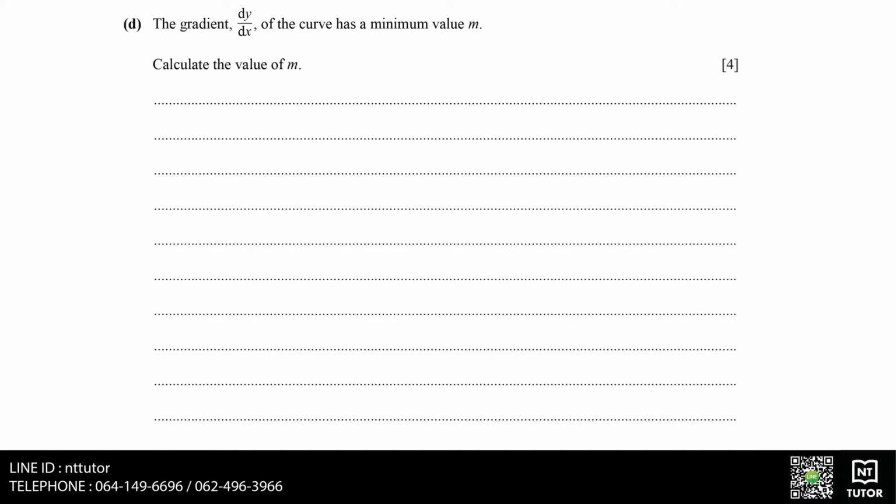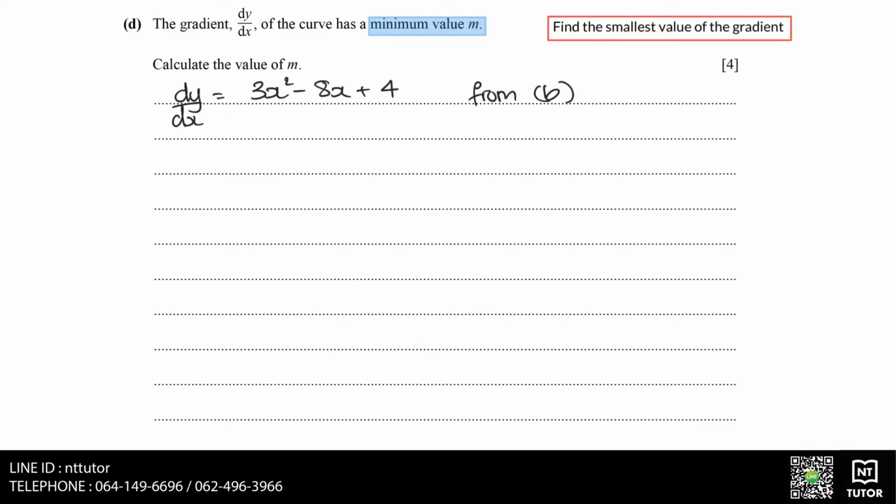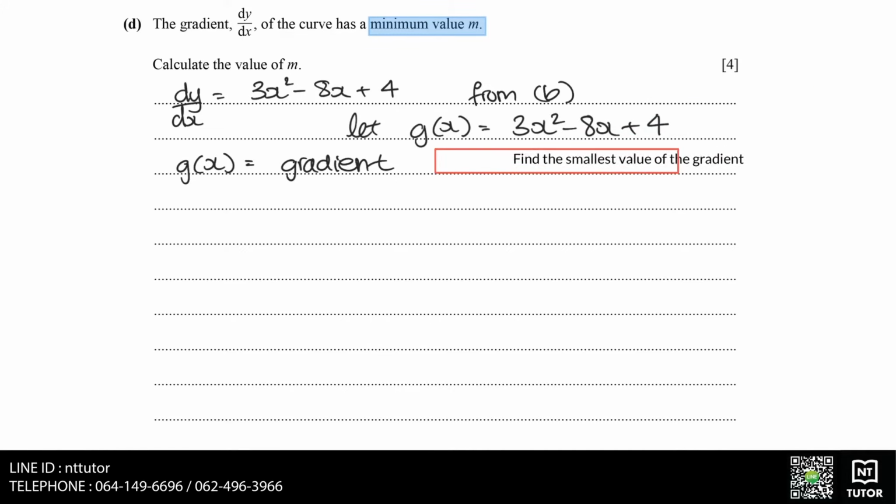D. The gradient dy over dx of the curve has a minimum value m. Calculate the value of m. Since m is the minimum value of the gradient, the question wants us to find the smallest value of the gradient. From part B, we already know that dy over dx equals 3x squared minus 8x plus 4. If we let g(x) equal 3x squared minus 8x plus 4 and let it represent the gradient function, we need to find the smallest value of this function.